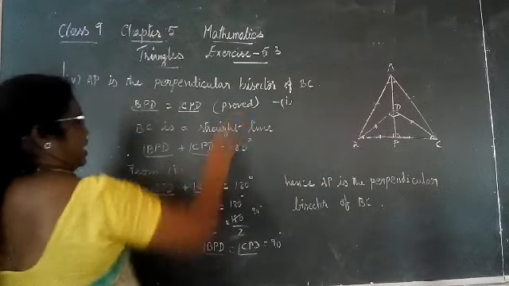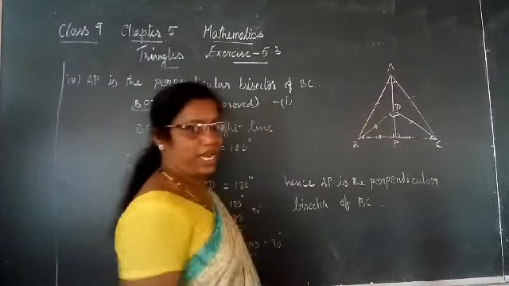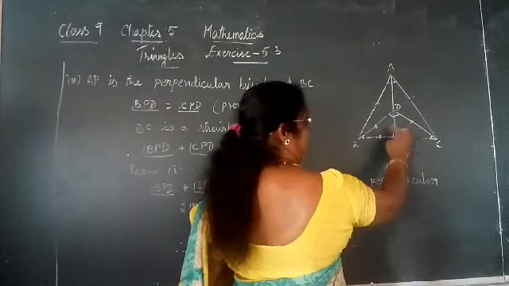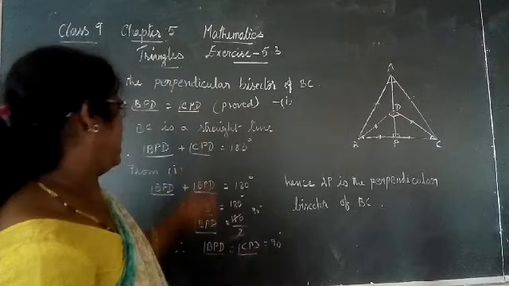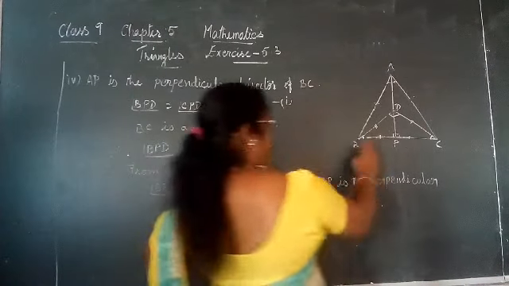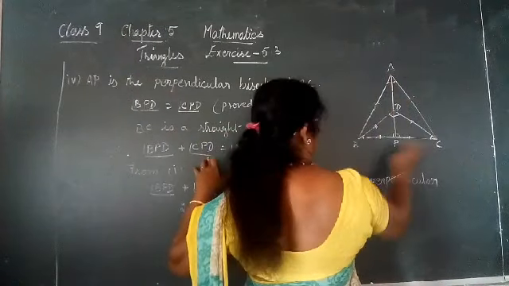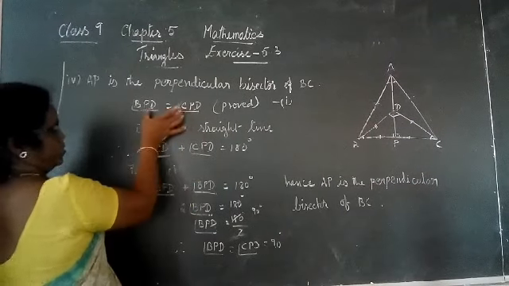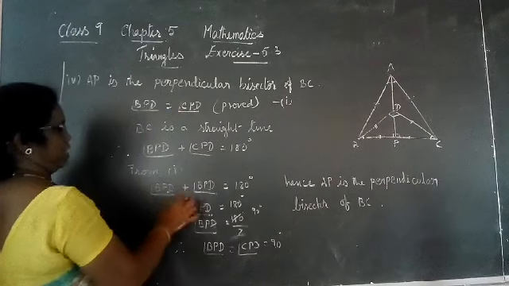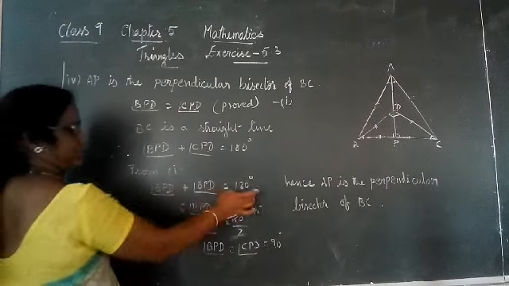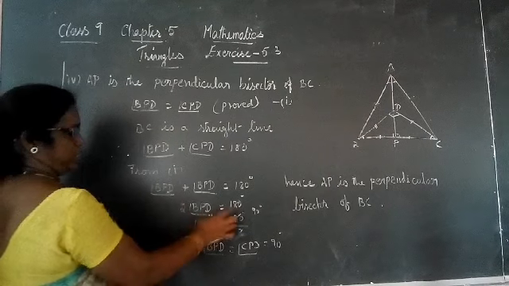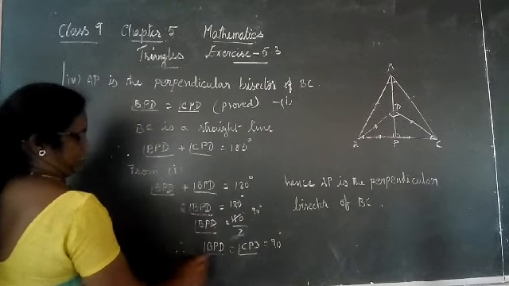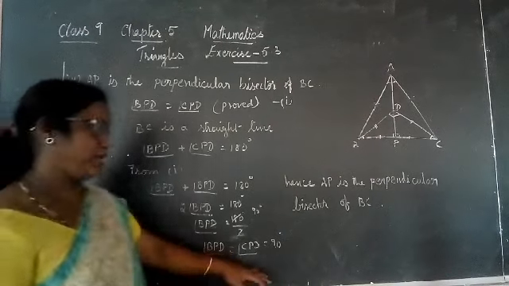We have proved that, and we know that BC is a straight line. If this is a straight line, the angle at the center must be equal to 180 degrees. Hence, the sum of the two angles BPD plus CPD is equal to 180 degrees. But we know that these two are equal to each other. So, instead of CPD, we write BPD: 2 times BPD is equal to 180. BPD is equal to 180 by 2, which gives you 90. Hence, BPD is equal to CPD is equal to 90 degrees.